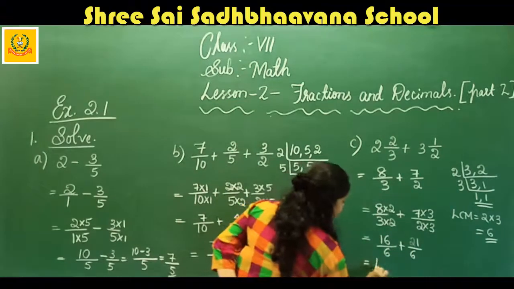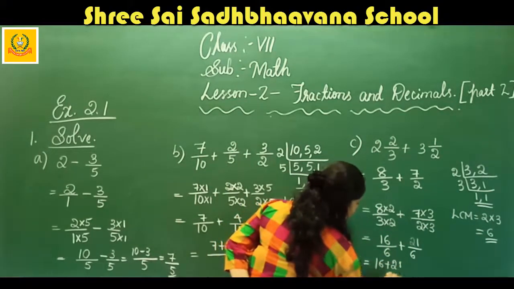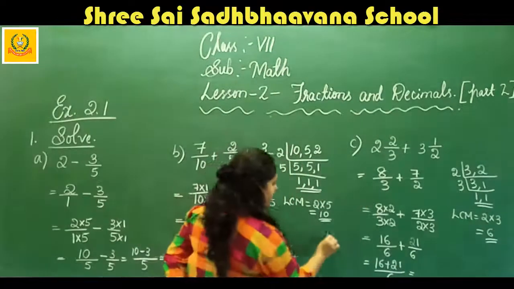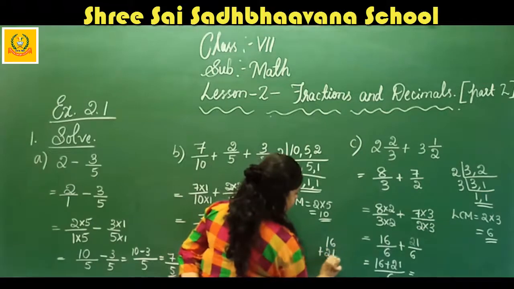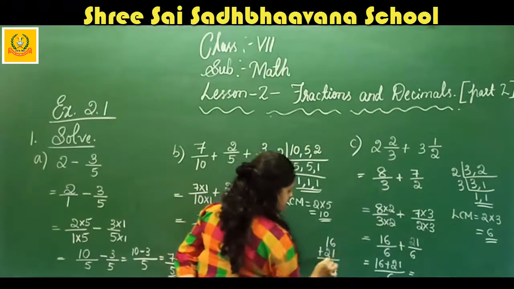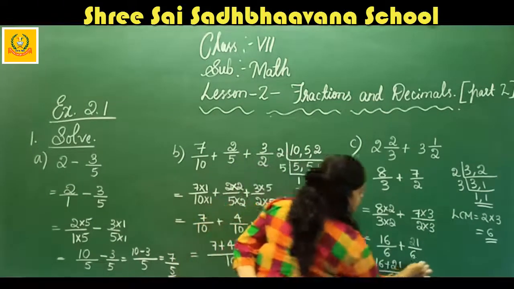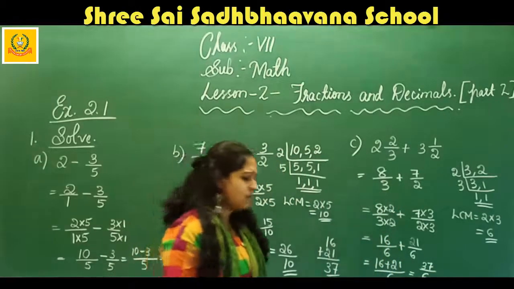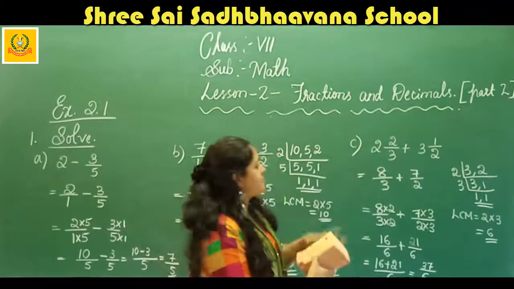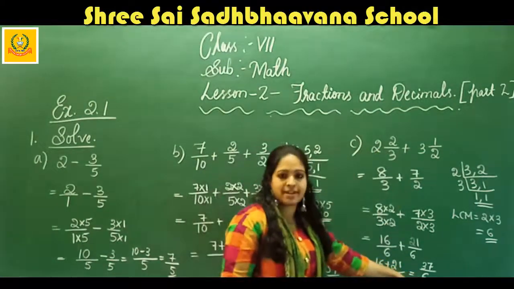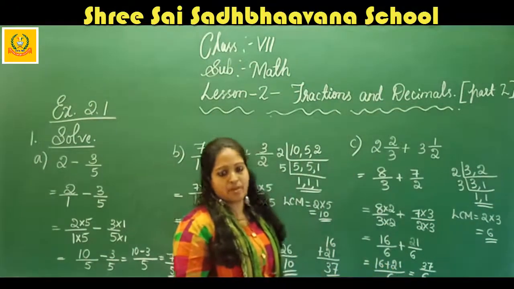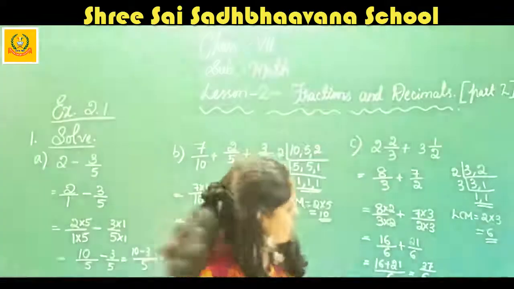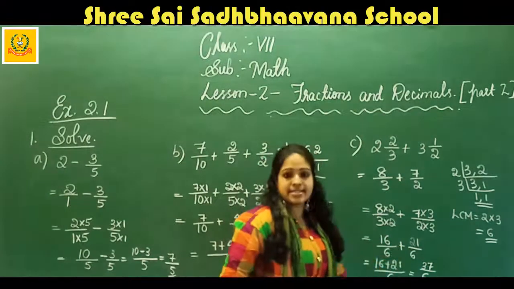That is nothing but 16 plus 21 by 6. How much? 16 plus 21 is equal to 37. 37 by 6. Now, see, question is in the form of a mixed fraction. So, you have to convert the answer also in the form of a mixed fraction. How to convert? You have to divide the 37 by 6.